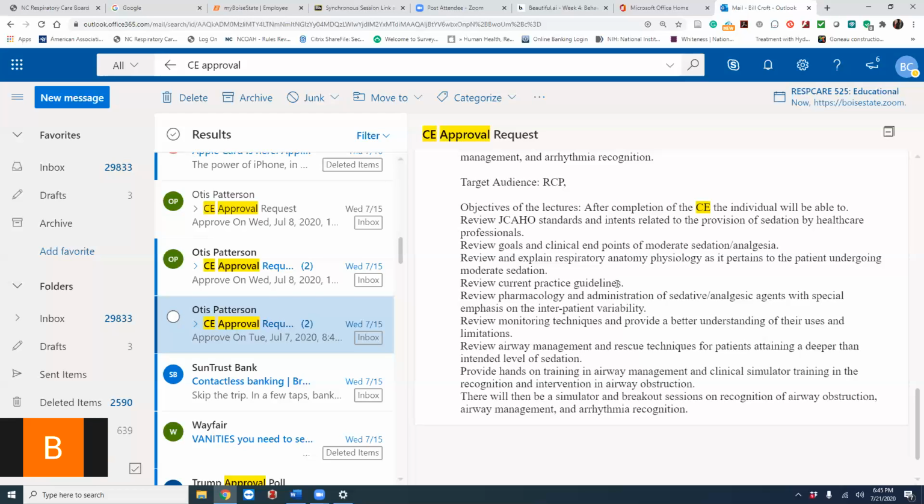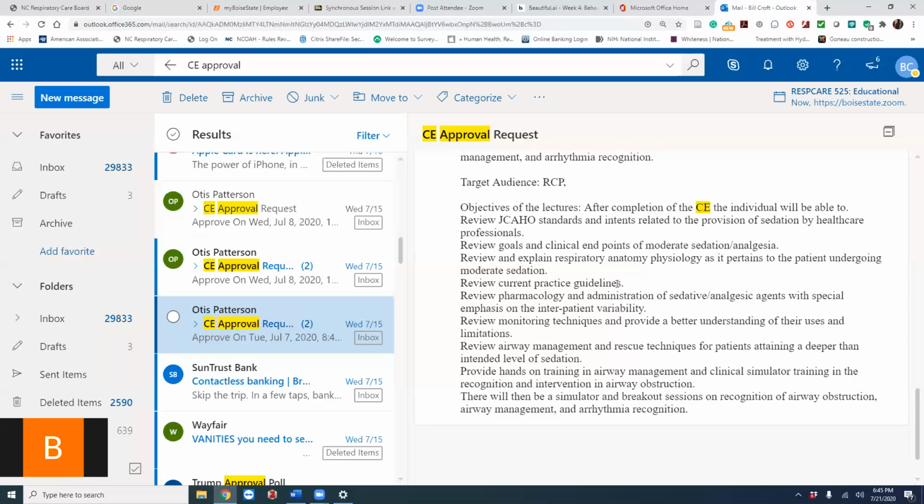Well, in the next one, they go review and explain the respiratory anatomy as it pertains to the patient undergoing moderate sedation. All right, so what would be a better way to state that one objective? Do you need review? No. Okay. Maybe instead of review, like you said before, explain or something. You could say explain.